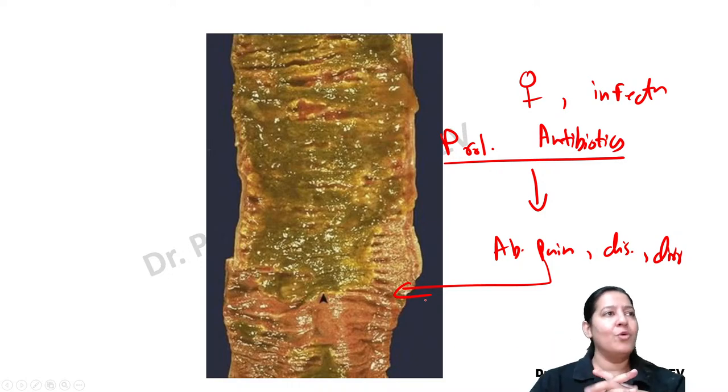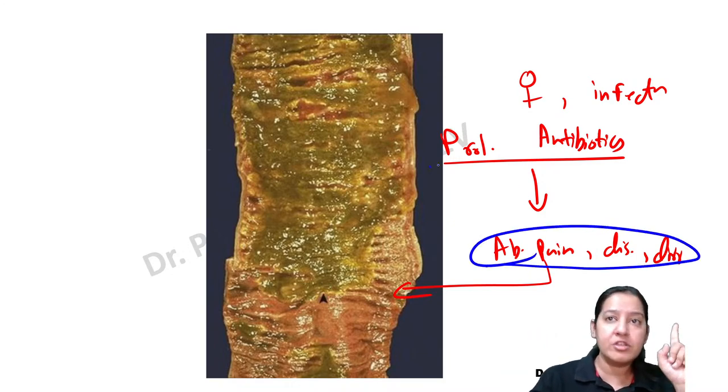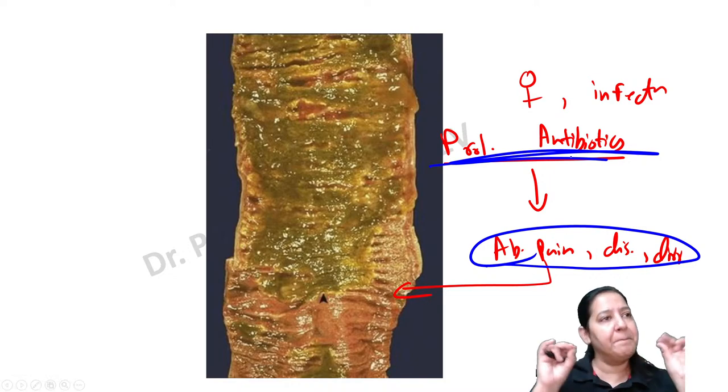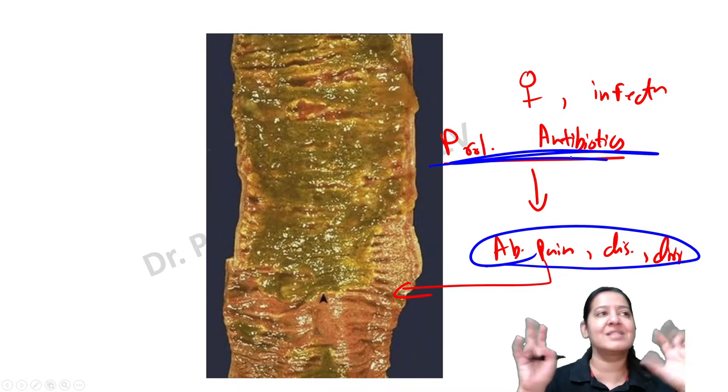No, Hamza, it is not Crohn's disease. See the clues, what is given in the question? There is some problem occurring in the small intestine because of a prolonged course of antibiotic. It is the biggest clue given to you. What happens in the intestine because of a prolonged course of antibiotic?